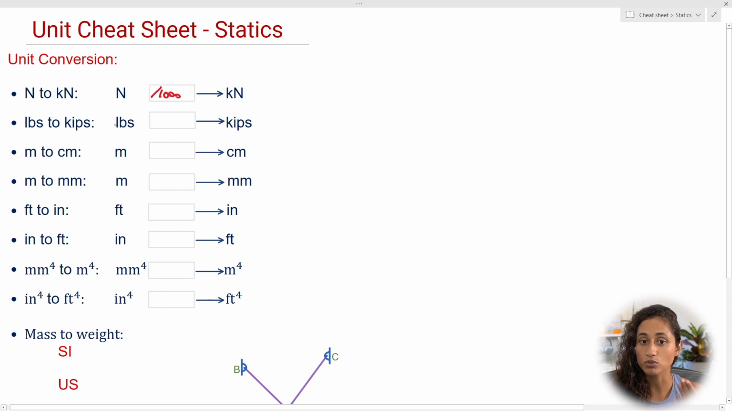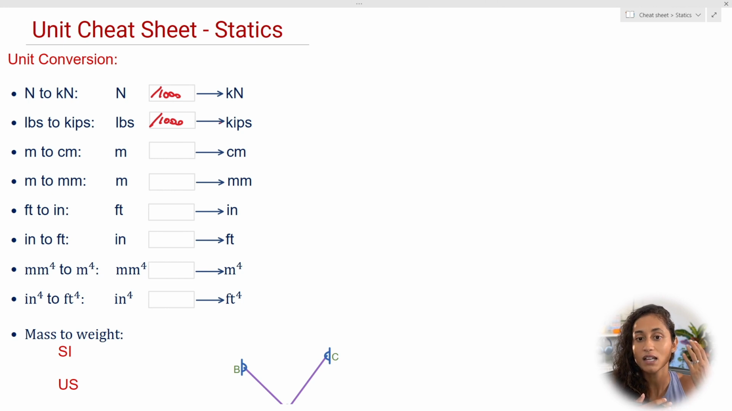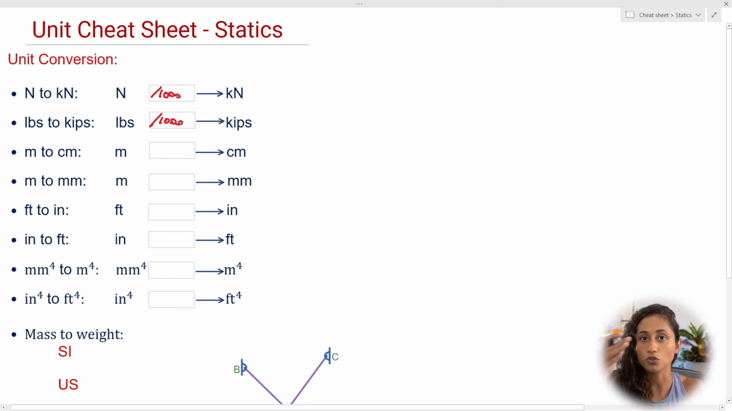And same thing with pounds to kips. If we want to go from pounds to kips, we take the pounds and divide by 1,000, which usually gives us kips. Now, let's say we want to go the other way, kilonewtons to newtons. In that case, we multiply by 1,000. So if I have 7 kilonewtons and want to go to newtons, I would just multiply by 1,000, and that gives me 7,000 newtons.